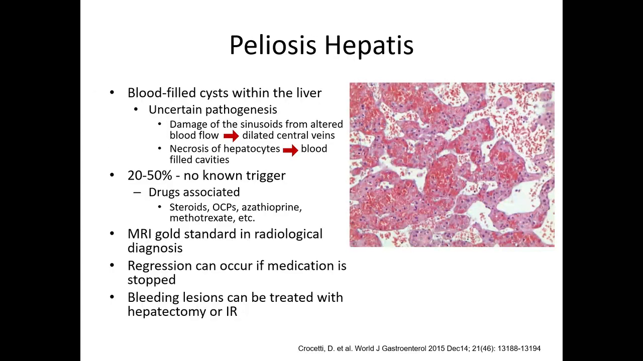MRI is a gold standard test in looking at the radiologic diagnosis, and it's important to note that regression of this disorder can occur if medication use is a cause and therefore stopped. Bleeding lesions can be treated with either hepatectomy or IR.